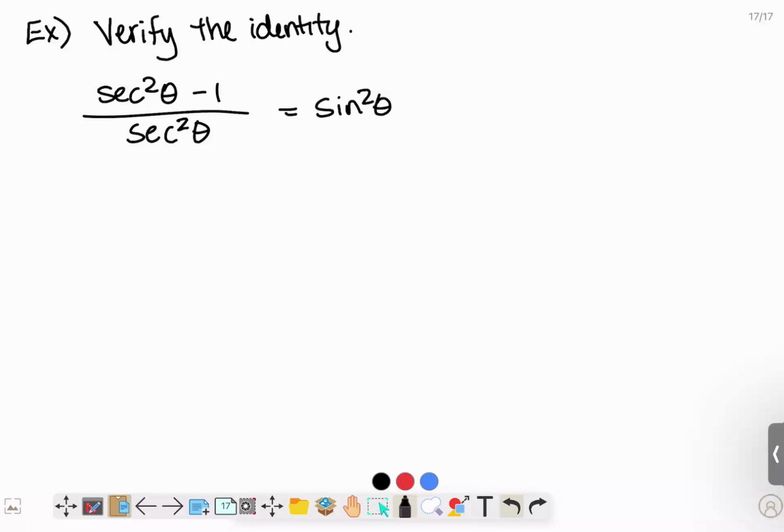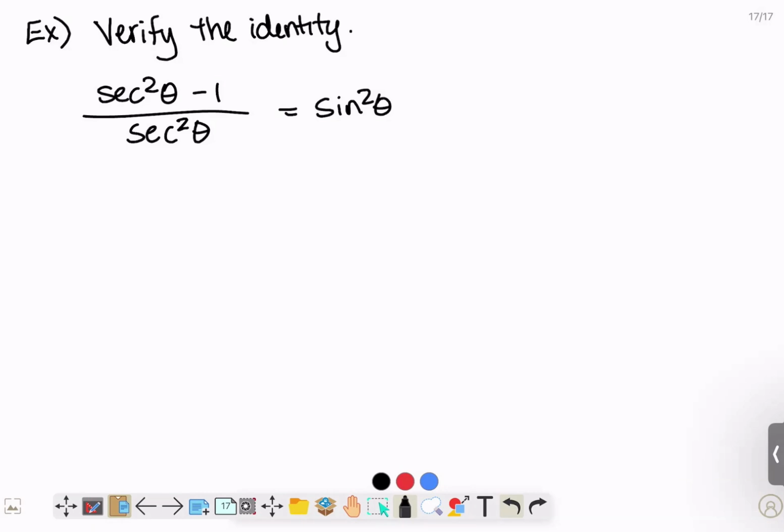All right, so here we have an equation, and I'm going to work with the more complicated side, the one that has more terms, so more going on, which in this case is the left side, and I already know what it should equal. So I'm just trying to simplify it until I get to sine squared theta.